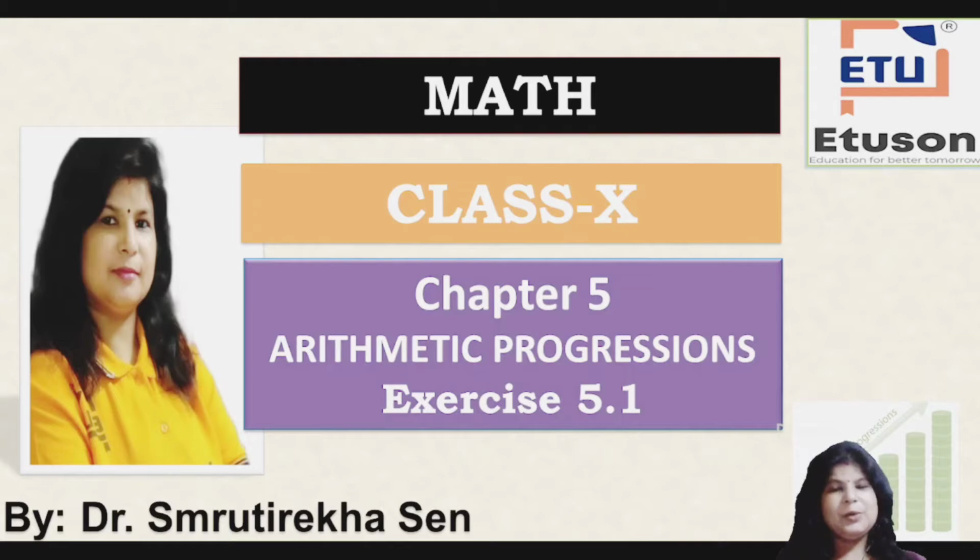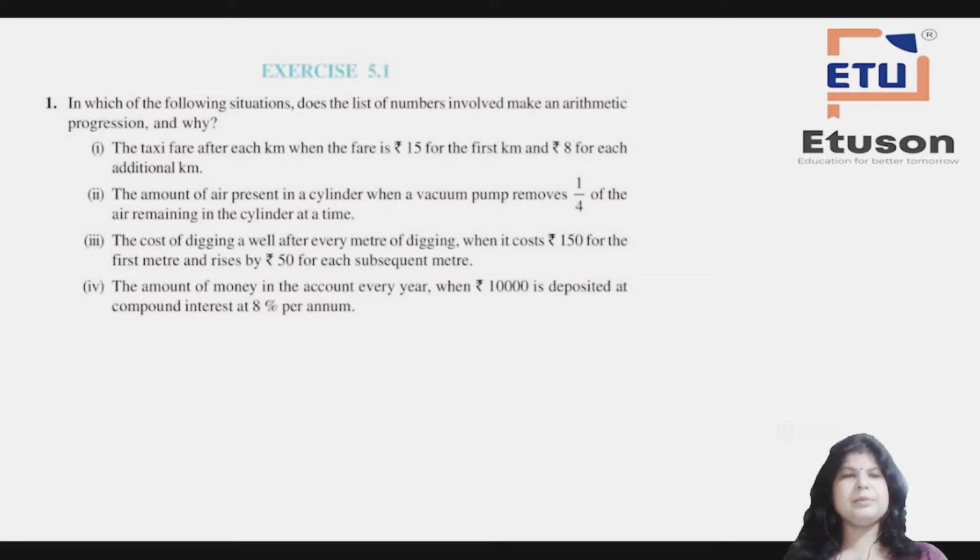So students, without wasting much time, let us start today's class. Today we are going to discuss problems from exercise 5.1. Are you all ready for that? So let us start. This is question number 1 of exercise 5.1 of your NCERT book. In which of the following situations does the list of numbers involved make an arithmetic progression, and why?